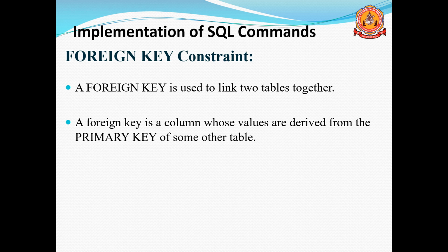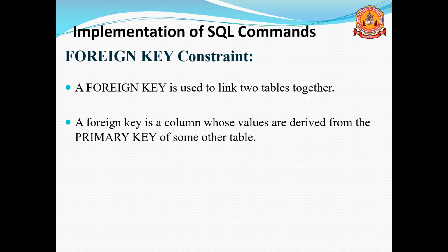The next one is the foreign key constraint. A foreign key is used to link two tables together. If you want to link two tables in a database, at that time we make use of a foreign key. That is mainly used to link two tables together.